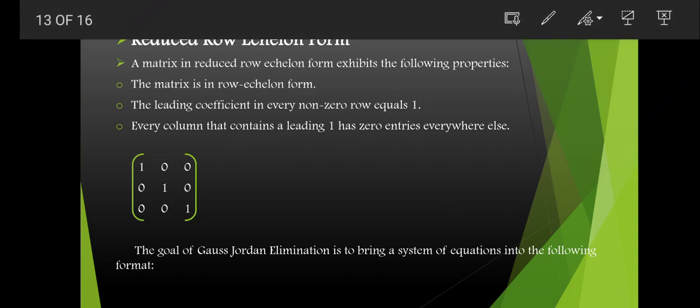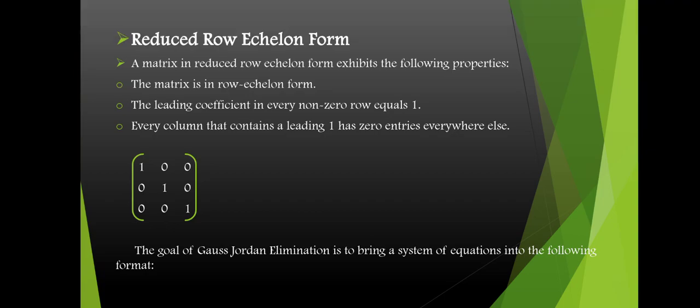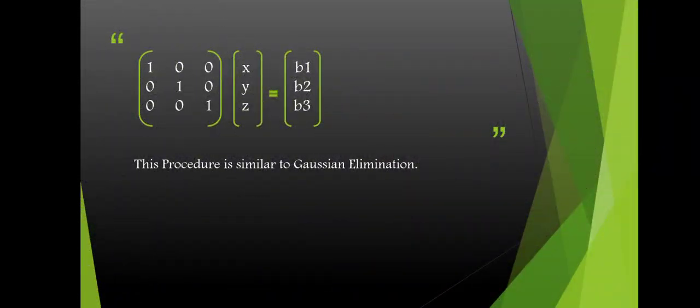A matrix in reduced row echelon form exhibits the following properties. The matrix is in row echelon form. The leading coefficient in every non-zero row equals 1. Every column that contains a leading one has 0 entries everywhere else. That is, it can be considered as an identity matrix. The goal of Gauss-Jordan elimination is to bring a system of equations into the following format: [1 0 0; 0 1 0; 0 0 1], and the vector matrix will be [x y z]. The equivalent matrix will be [b1 b2 b3].